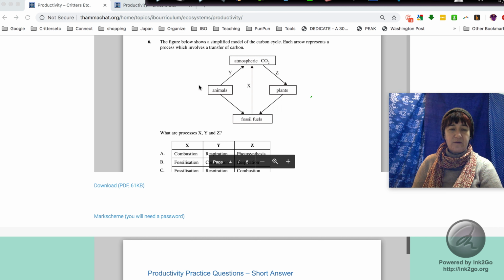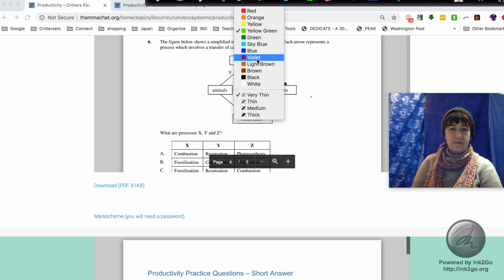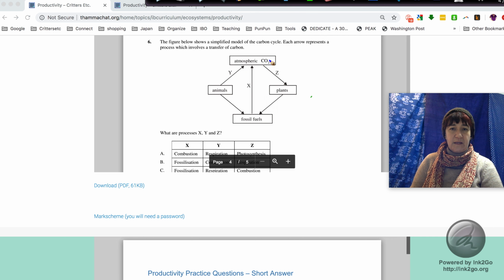Okay, so now we're on to question 6. This one, the figure below shows a simplified model of the carbon cycle. Each arrow represents a process which involves a transfer of carbon. So animals giving out atmospheric carbon dioxide.